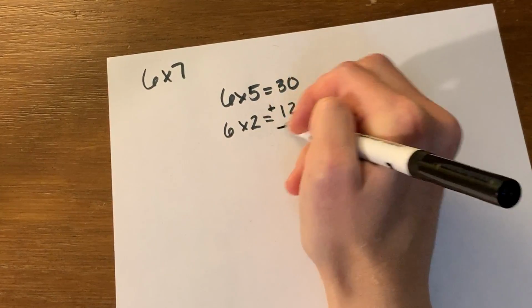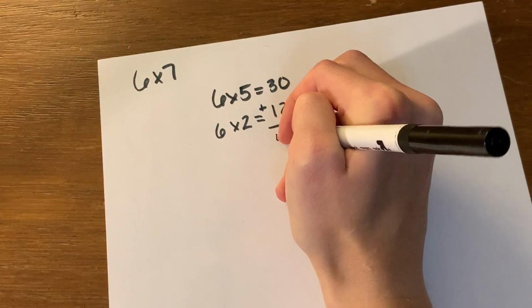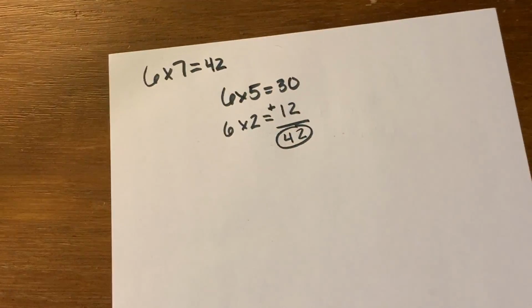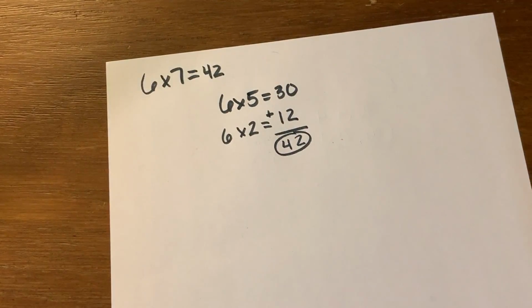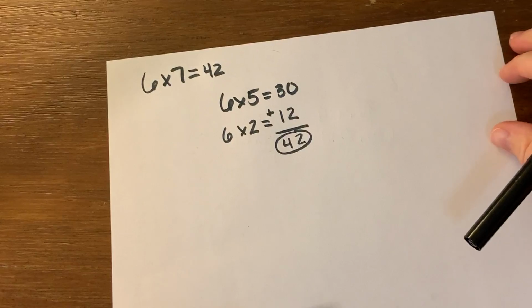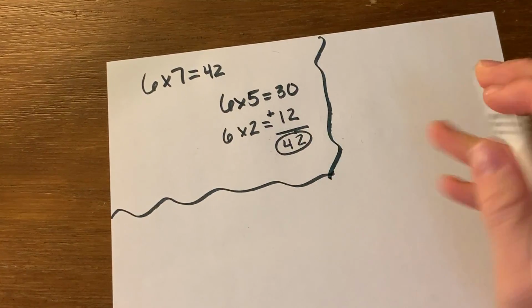Well, you know how to add. So you can add those together and you can get 42. And then you can tell yourself, I know that 6 times 7 is 42 because you know 6 times 5 gives you 30 and 6 times 2 gives you 12. And you can add them together. You can use that with any fact that you don't know. So just come up with another fact that you do know.